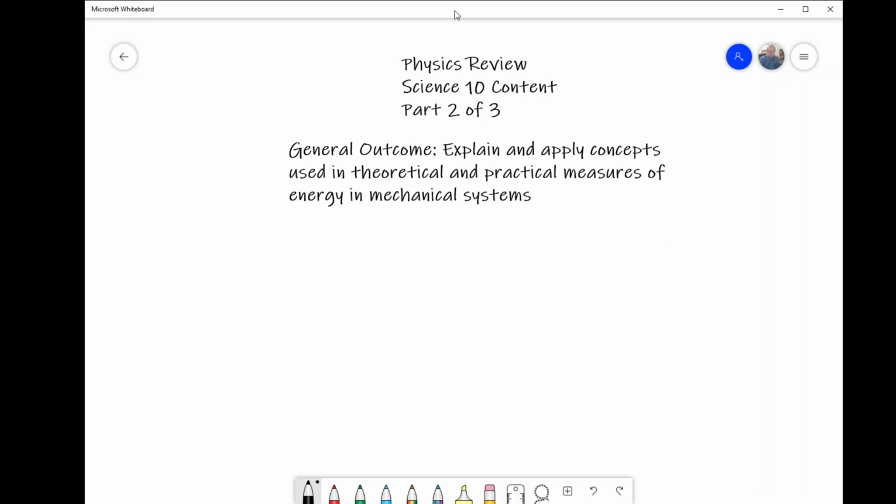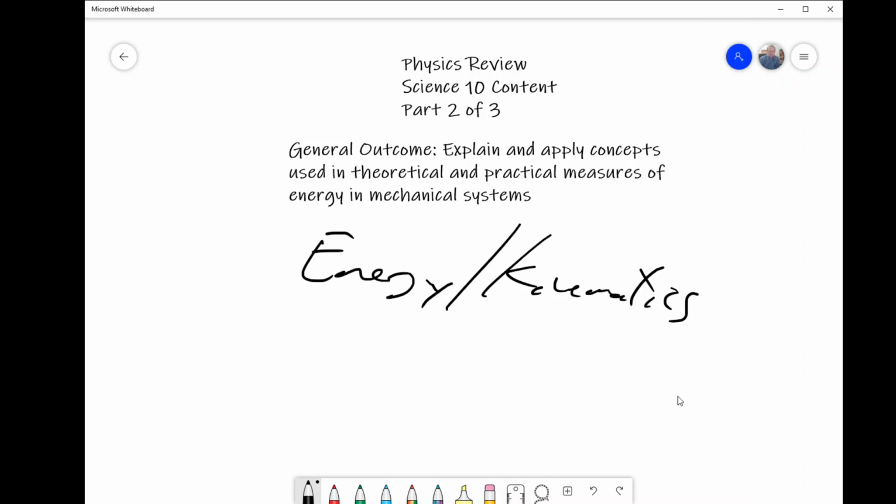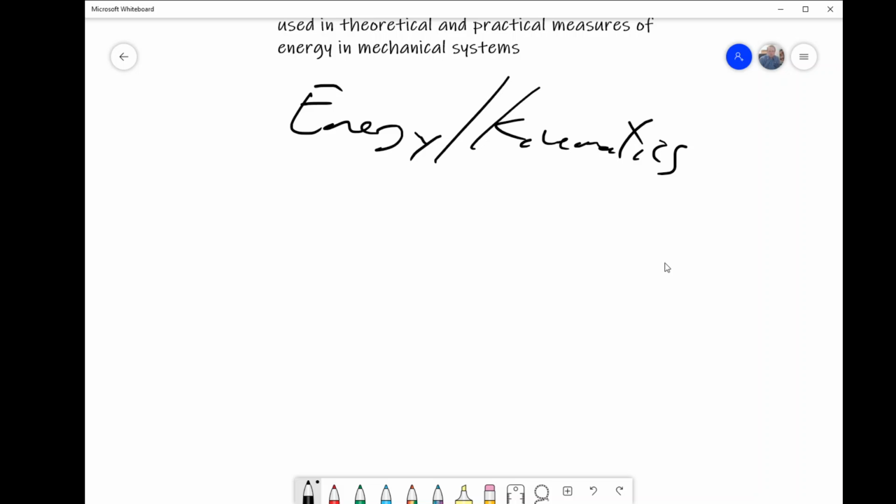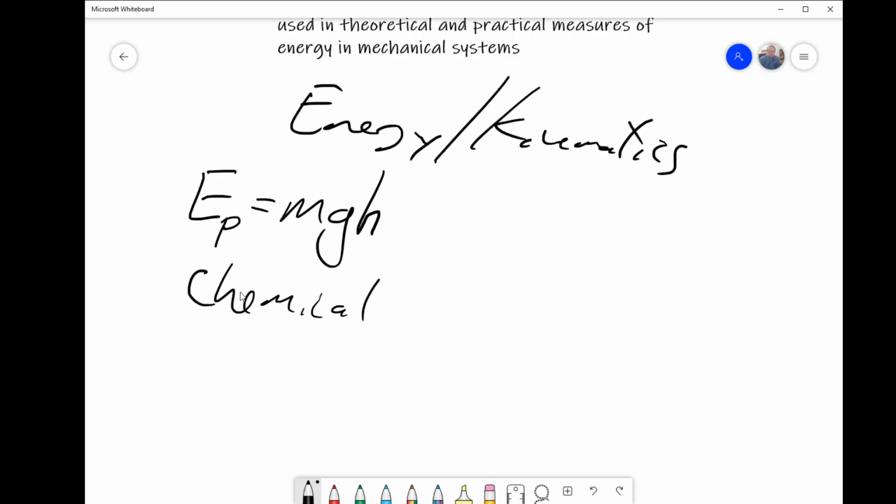So for the next part of our physics review, we're going to be taking a pretty detailed look at the mechanics and the energies, because this one was all about energy and kinematics. What we're looking at here is how energy shifts. There's potential energy as one of the types of mechanical energy. The potential energy we are most focused on was the gravitational potential energy, mgh. There's also some discussion of chemical energy, but that was not quantified in physics. It was in chemistry, but not in the physics unit.